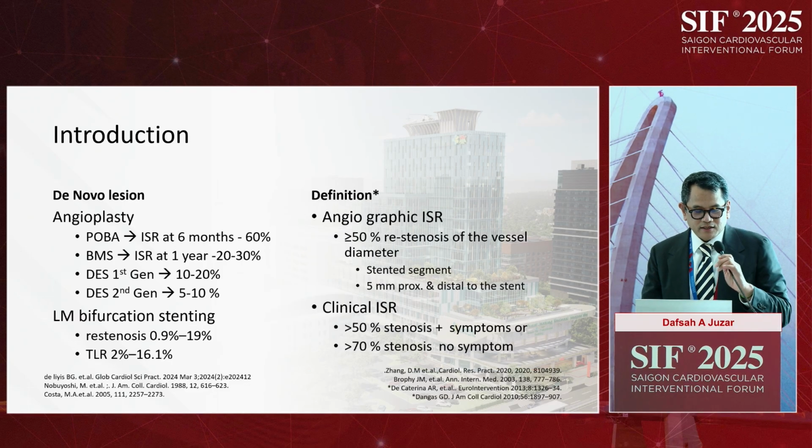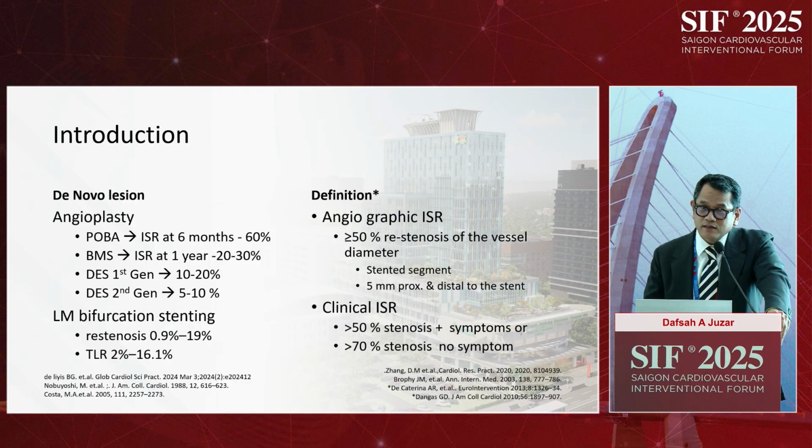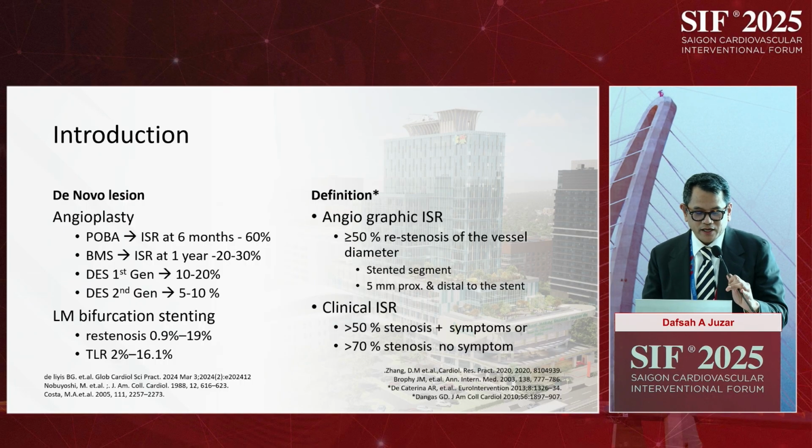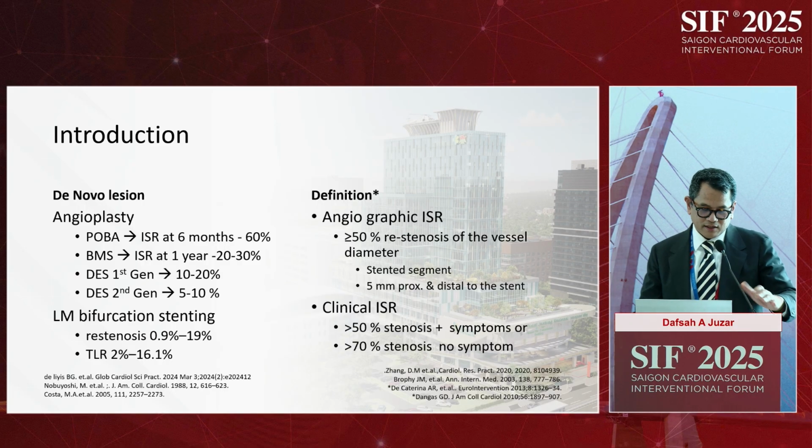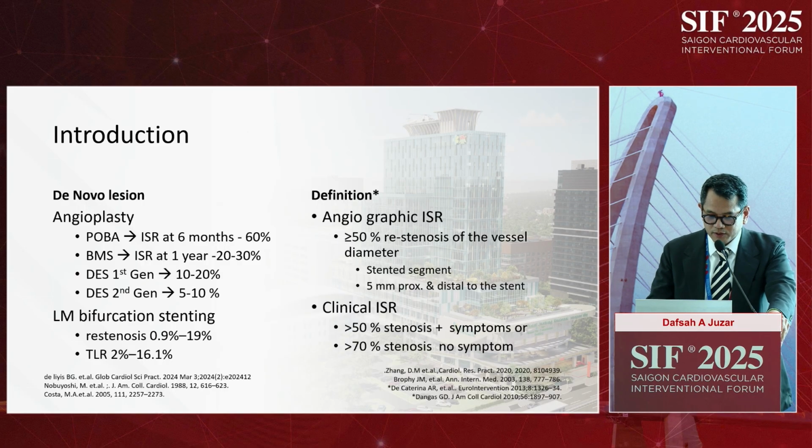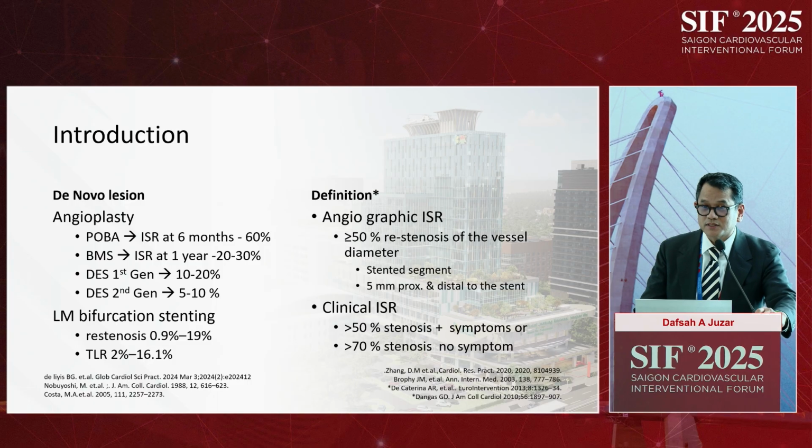So as an introduction, in de novo lesions, I think we know that as time goes from POBA to DES, second generation, the restenosis decreased to 5 to 10%. And then in left main bifurcation stenting, the restenosis rate is between 1% to 19%, and target lesion revascularization between 2 to 16%.